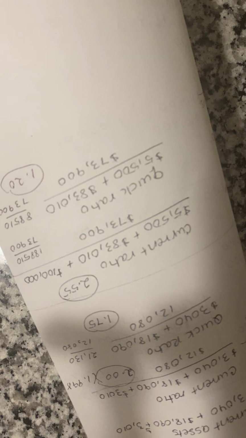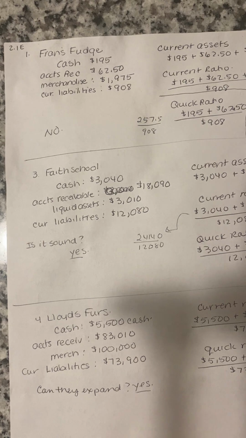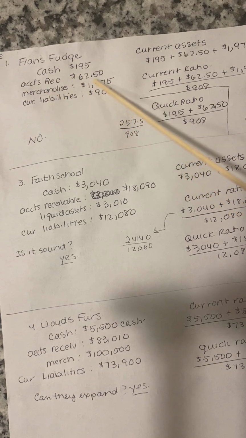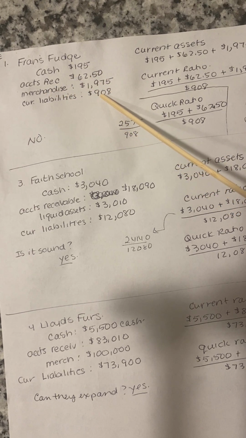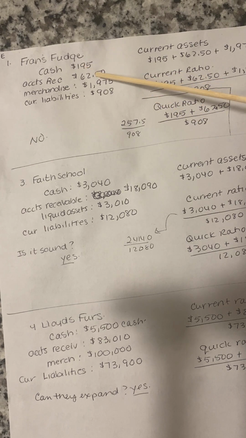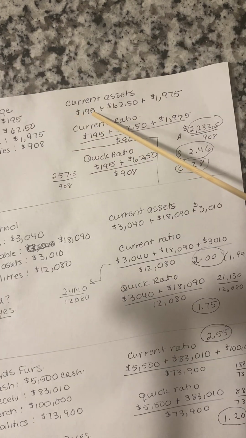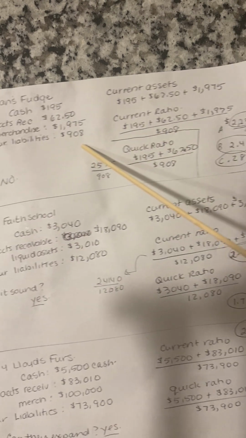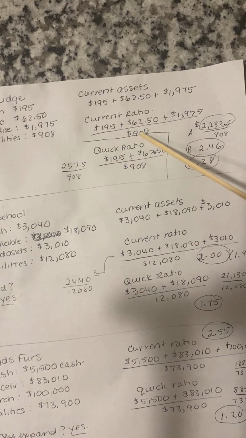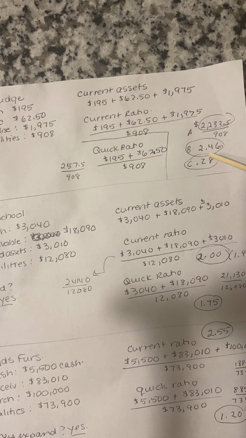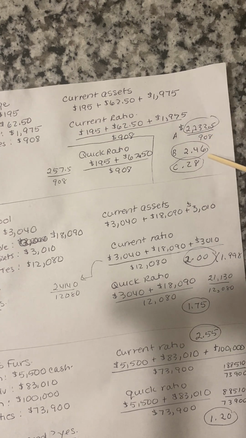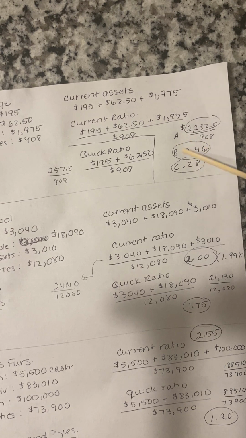Okay, there's a couple others here. Fran's Fudge. Again, we have cash, accounts receivable, merchandise, and then we have our liabilities. So our current assets, again, we're going to add 1, 2, 3. These first top numbers to get our current assets, which I added these 3 together, and then divide it by the liabilities, which is 908. I got 2,232 divided by 908 right here, which is 2.46. So it's good.